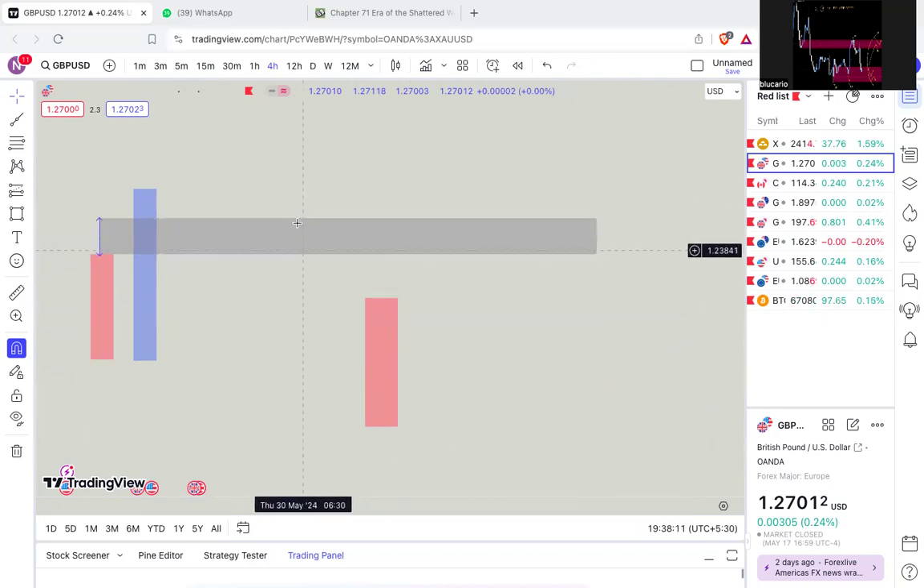Now the zone is a mere 10 or 20 pips. Unlike here, where you have to take a trade with a 50 to 60 pips SL, here you can get an entry with just 10 to 20 pips.